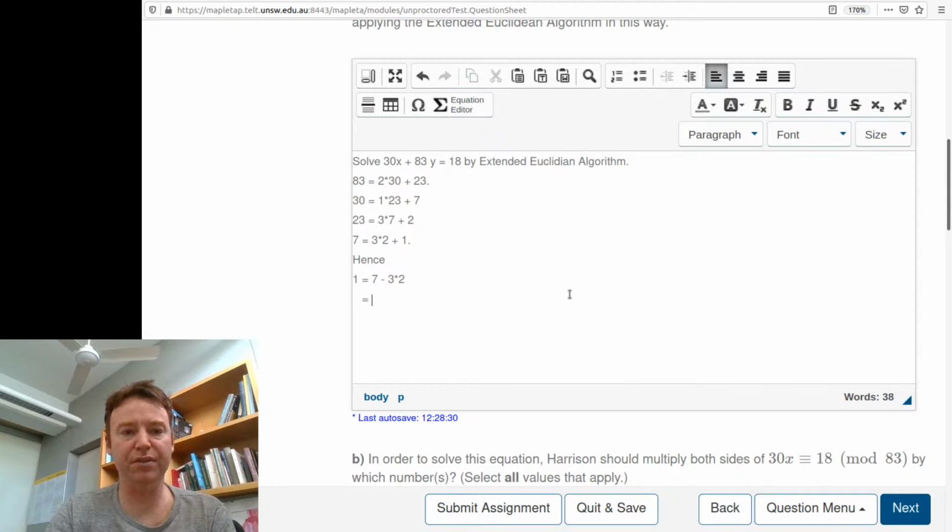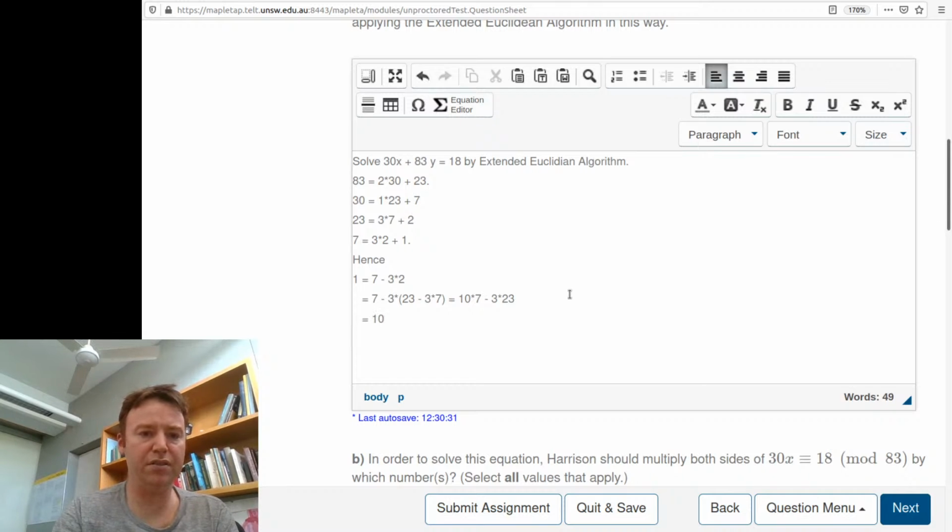Okay, so 7 minus 3 times 23 minus 3 times 7, which is equal, oh, maybe I can clean that up a bit before I go to the next line. How many 7s have I got? 4 of them. 4 times 7 minus... No, that's 9 times 7. So that's 10 7s. That's 3 times 23. And now I can get rid of the 7.